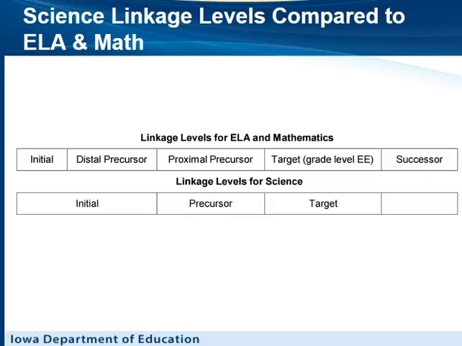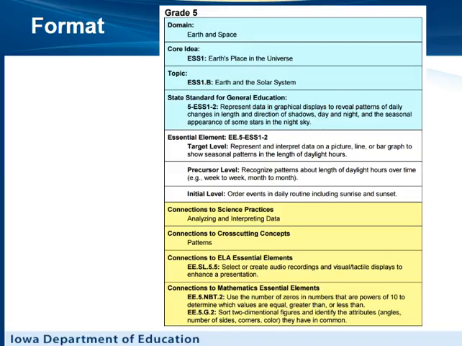And when it comes time to give the science assessments, as is the case with ELA and math, your first contact survey that describes your student will be the piece of information that will direct the system as to whether to start the student at an initial, precursor, or target level for science. Now, if you go into the essential elements for science, you'll have a little booklet that you can access, and it will show a format similar to what you're seeing here on the screen. So this, for example, is showing a 5th grade essential element.